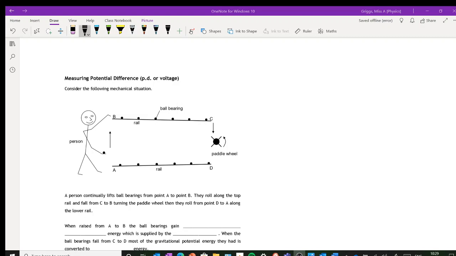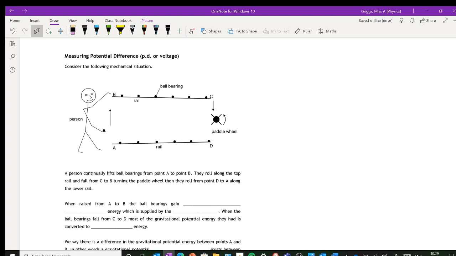Okay, so we're going to look at measuring potential difference. If we look at this scenario where we've got a person lifting up ball bearings from A to B and then dropping them on B, and they're rolling down to C, and then they drop from C through a paddle wheel which spins the paddle wheel, and then when they get to D they roll back down to A. So we've got like a circuit of ball bearings.